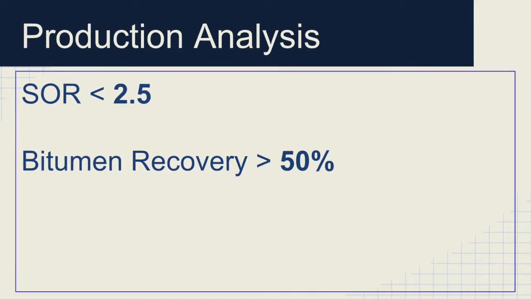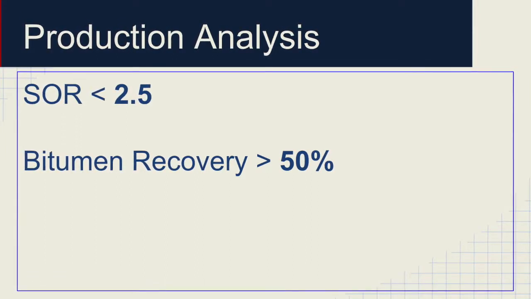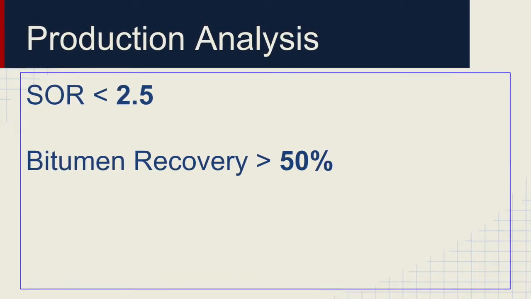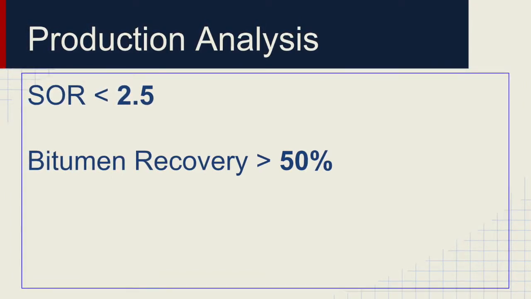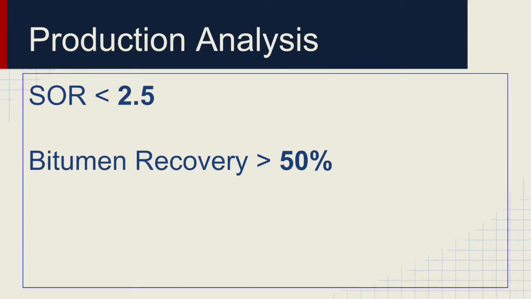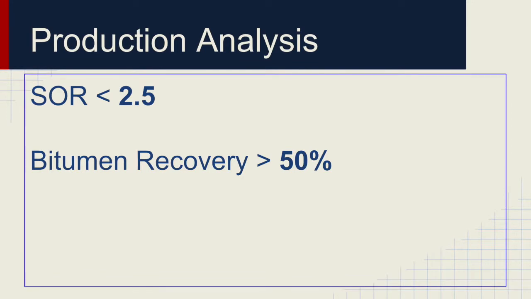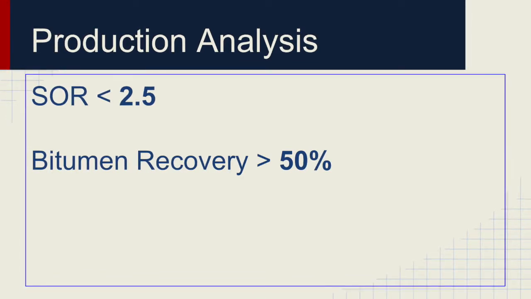Another important statistic in SAGD operations on the Athabasca sands is the bitumen recovery rate. SAGD operations on the Athabasca sands have produced bitumen recovery percentages of over 50%, which far exceeds any other in situ operation in Canada.